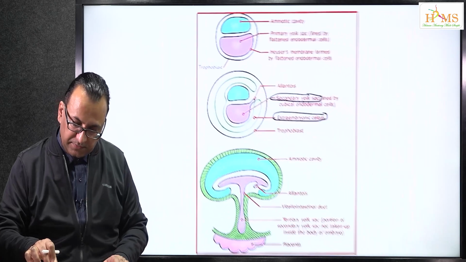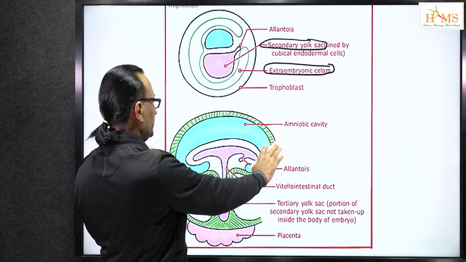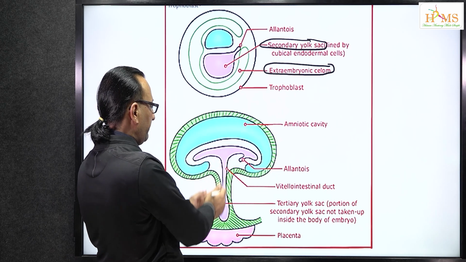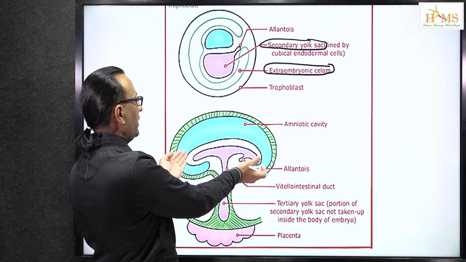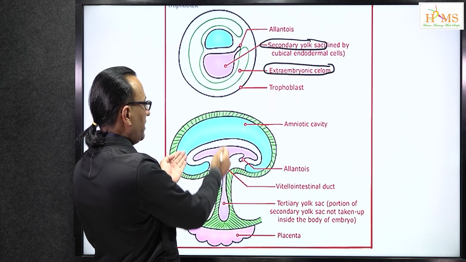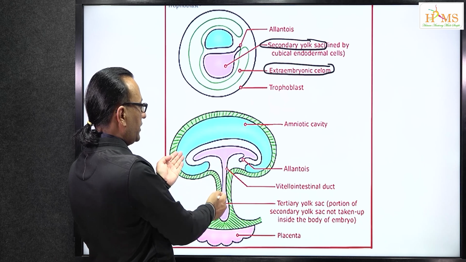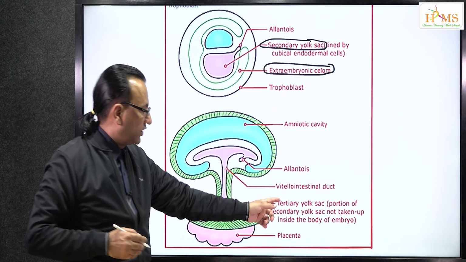And as we see here now, the amniotic cavity is becoming so large that it is compromising the yolk sac cavity. This yolk sac cavity gets incorporated into the embryo, forming the gut tube: the foregut, the midgut and the hindgut, and it is continuous with the midgut with the help of a vitelline duct also. At this time, the yolk sac is called the tertiary yolk sac.